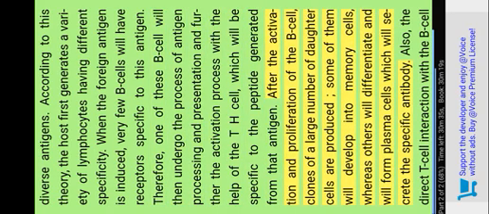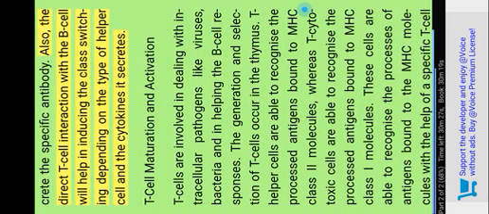After the activation and proliferation of the B cell, clones of a large number of daughter cells are produced. Some of them will develop into memory cells, whereas others will differentiate and form plasma cells which will secrete the specific antibody. Also, the direct T cell interaction with the B cell will help in inducing class switching depending on the type of helper cell and the cytokines it secretes.